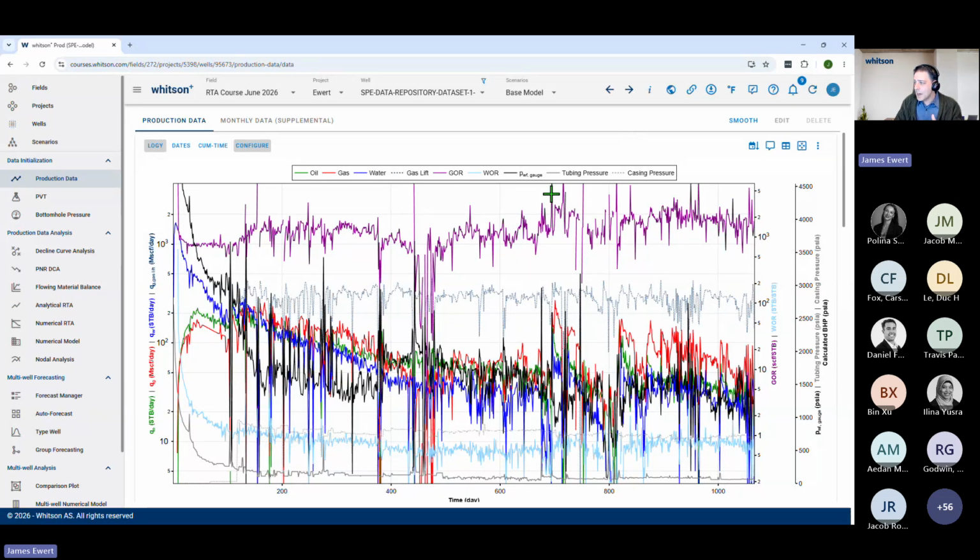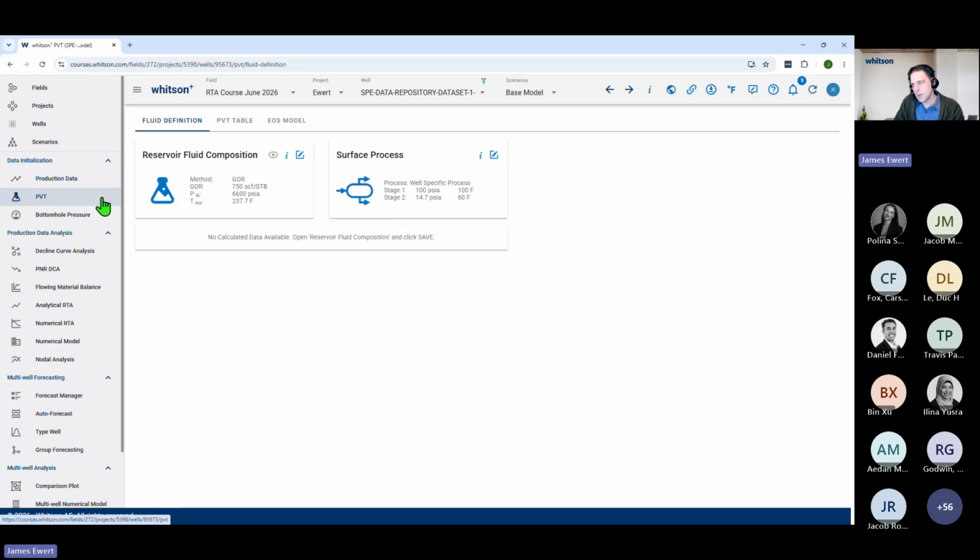So we're on production data. Now, also, Aidan, let me know if that answered your question, okay? We looked at the production data, but now we need to go to PVT. PVT is extremely important to us when we're doing RTA. We want to know how these fluids are interacting together.